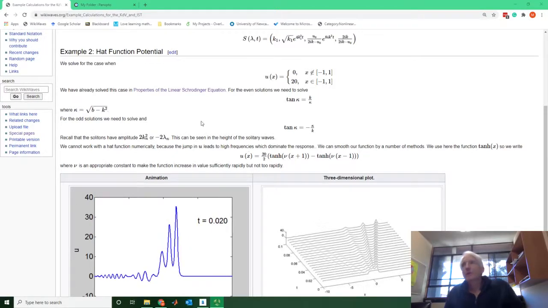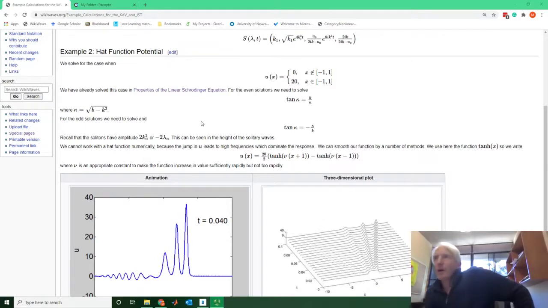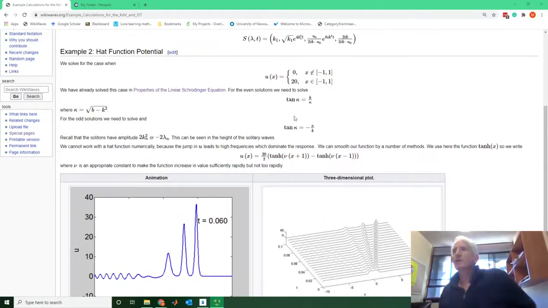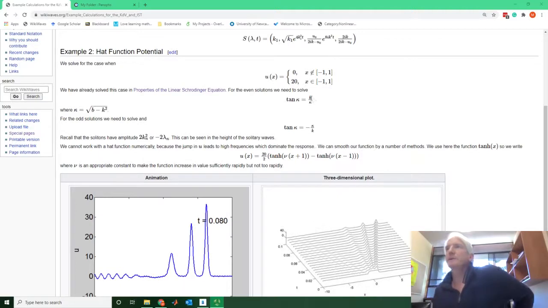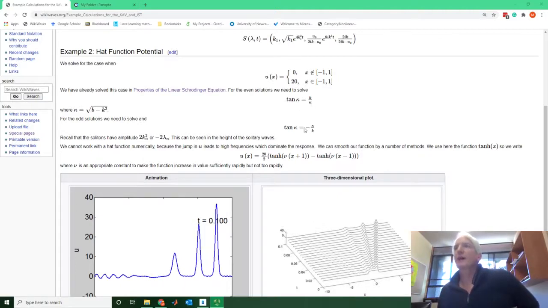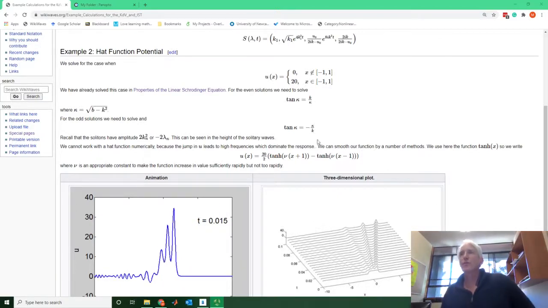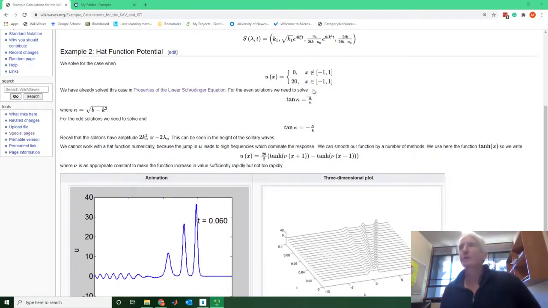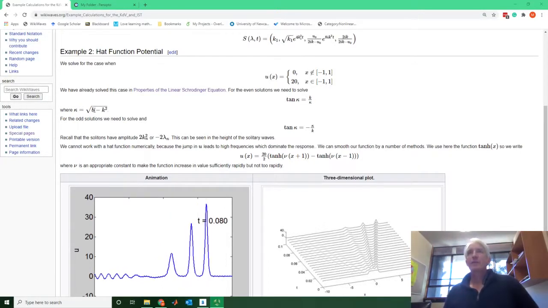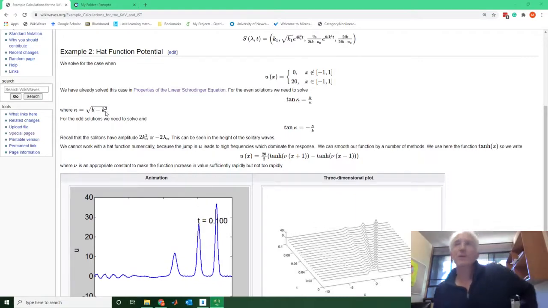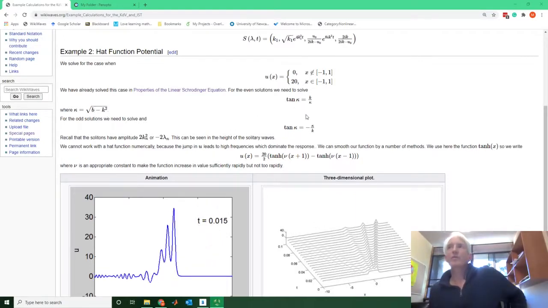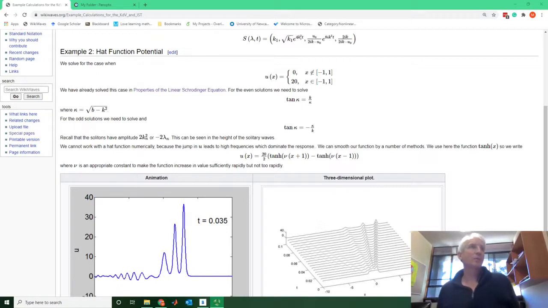Okay, so I'm going to go through this kind of quickly, but the equation we want to solve is tan kappa is equal to k over kappa, or tan kappa is minus k over kappa. This gives us the first, this gives us the second, this gives us the third. They appear in that order. And then kappa is given by the square root of b minus k squared. So we've got to solve that numerically, and we've got to try and work out the solution to that problem.